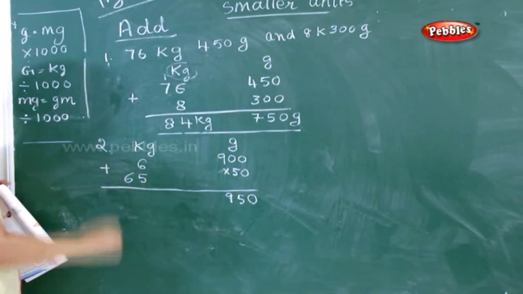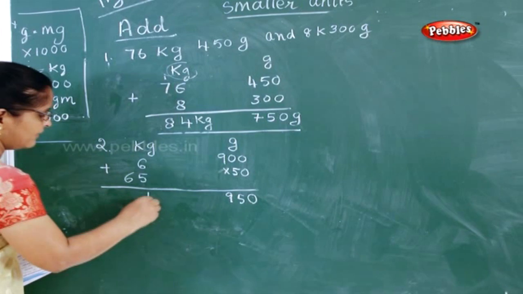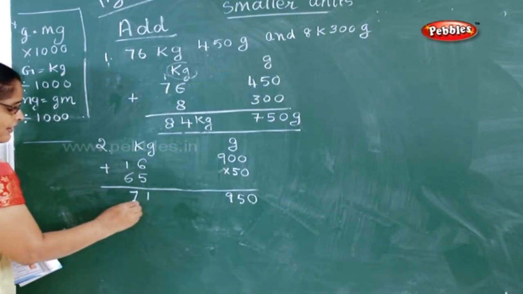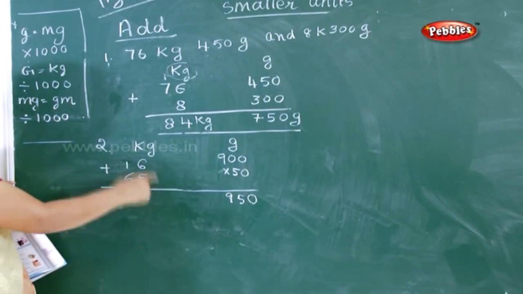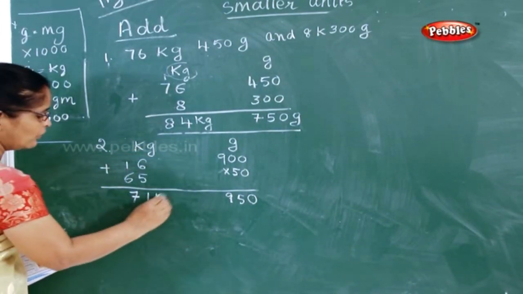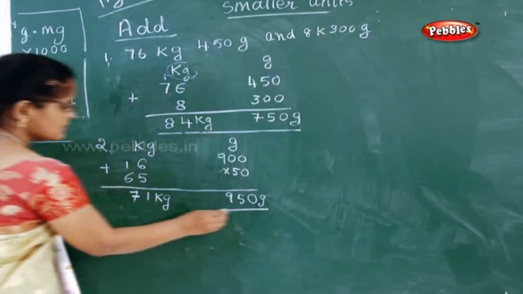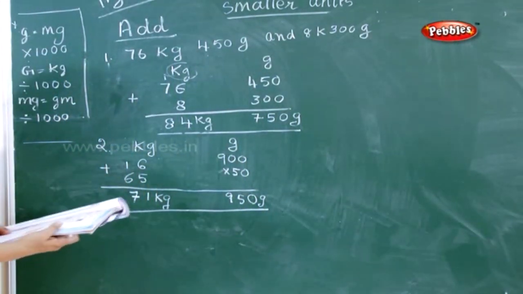Now what is 6 plus 5? 6 plus 5 is 11. Immediately put 1 here. 1 plus 6? 7. Now what you have to write here? Immediately this kg or kilogram should be written here. And what is given here? It is gram. So this is how you have to do your addition.